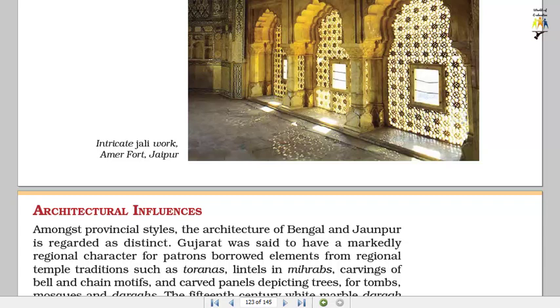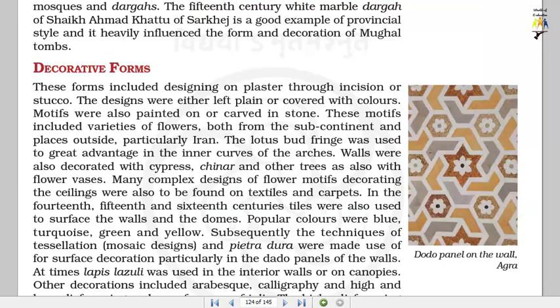Gujarat was said to have a markedly regional character, for patrons borrowed elements from regional temple traditions such as toranas, lintels and mihrabs, carvings of bell and chain motifs, and carved panels depicting trees, for tombs, mosques and dargahs. The 15th century white marble dargah of Sheikh Hamid Khattu of Sarkhej is a good example of provincial style, and it heavily influenced the form and decoration of Mughal tombs.